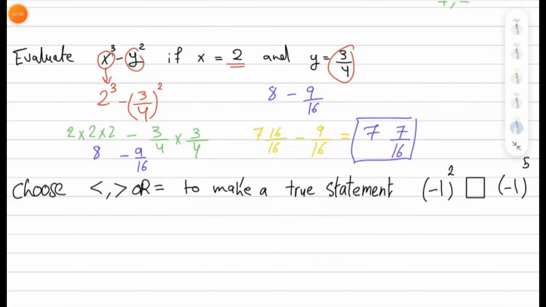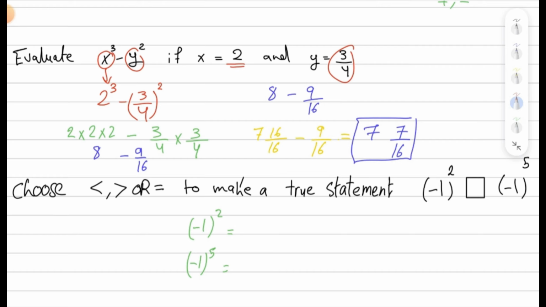Okay, now let's do the last question. The question asks us to choose less than, bigger than, or equal to make this statement true. We're going to compare between -1 squared and -1 raised to the 5th power. What I want you to do for this question, I want you just to focus on the sign for now. Let's see what will happen.